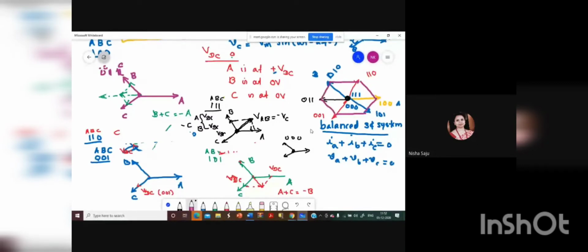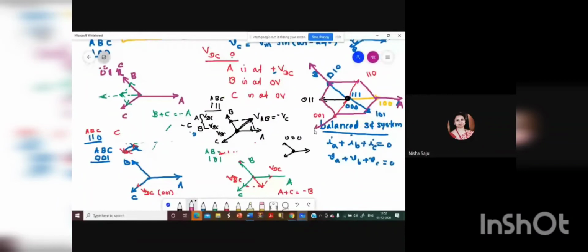So in the hexagon shape, remember this will be representing your A phase, and this will be representing your B phase, and this will be representing your C phase. See how I have constructed that hexagon? Is that part clear? Any doubt regarding the construction of the hexagon?